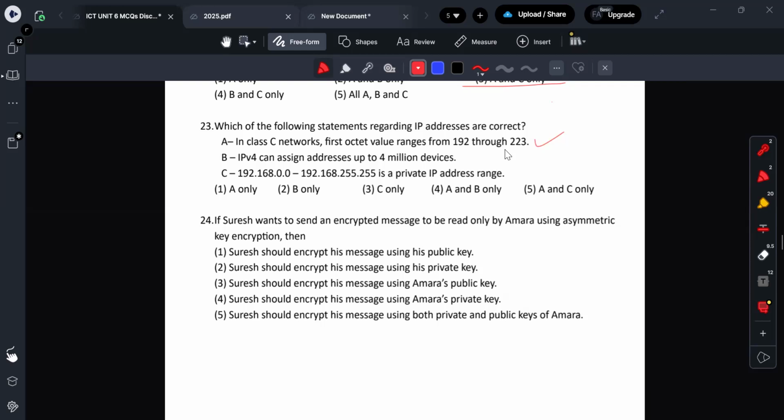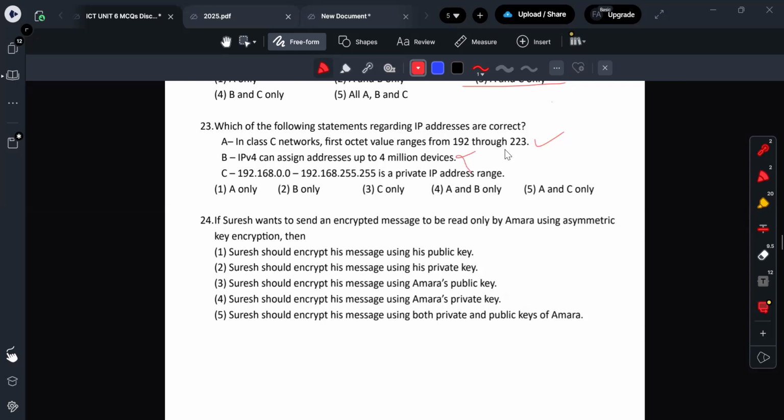IPv4 can assign addresses to up to 4 million devices. No. An IPv4 address uses 32 bits. So 2 to the power 32 equals like 4.3 billion devices, not million. This question is a bit confusing. Okay, so it is roughly around 4.3 billion devices, not 4 million devices.